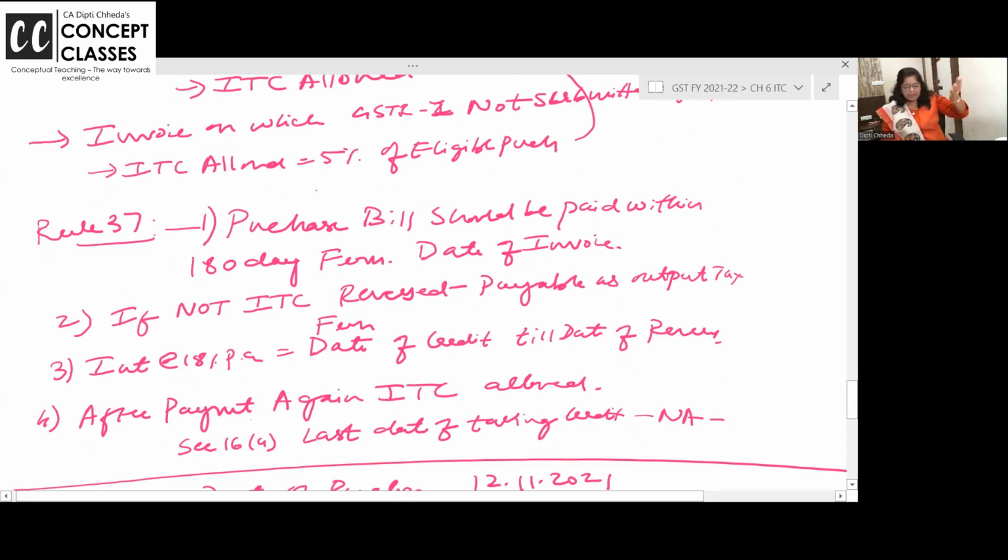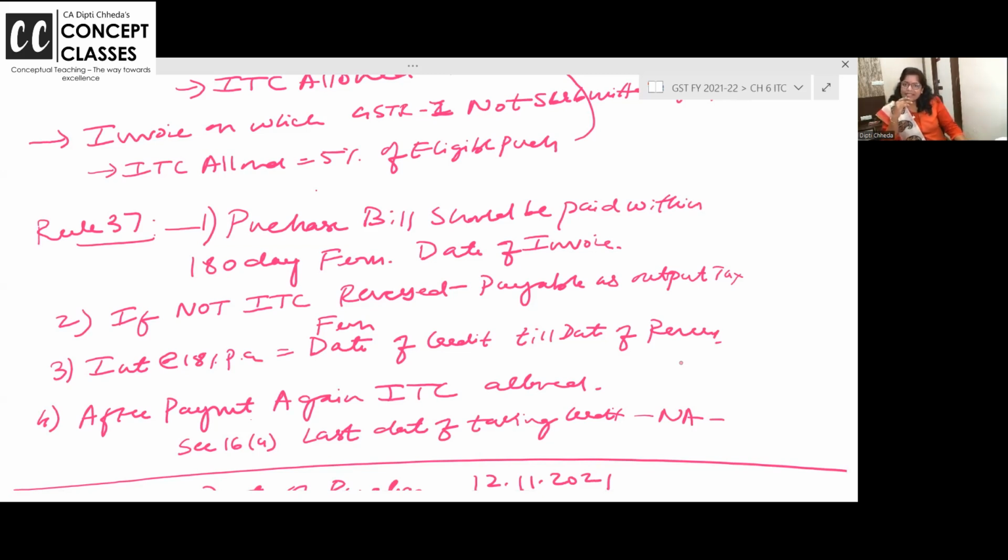From the date of the invoice, the purchase bill should be paid. If not paid, then whatever ITC you have availed will be reversed. Are you all with me? And 18% interest will be charged from the date of the credit till date. See, section 16 is over, but rule 37 is like an extended condition.